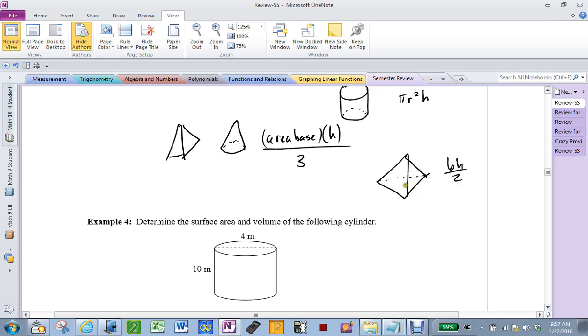Because if they gave you dimensions, if they said this was 90 degrees, and they gave you the dimensions of 3 and 4, you want this to be a square on the bottom. You're going to do 3 times 4 and forget to divide by 2. The other mistake you're going to make is you're going to call the slant height the height of the thing.